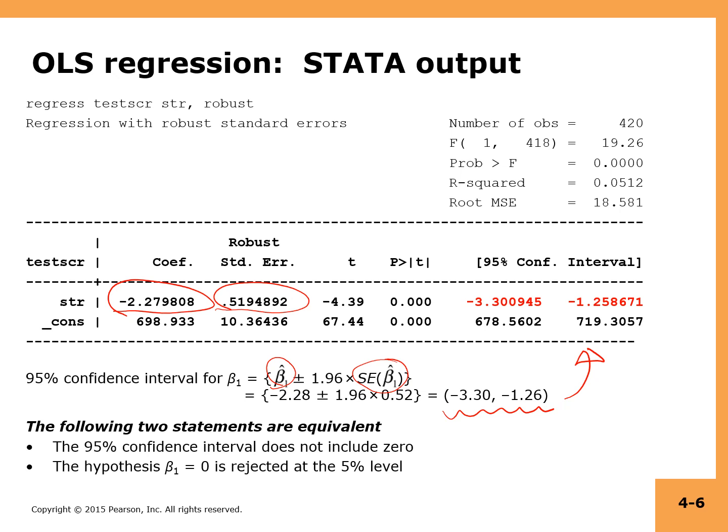Also notice that negative 3.3 to negative 1.26 does not include 0, meaning that the hypothesis beta 1 equal to 0 can be rejected at the 5% level. So a 95% confidence interval means that 95% of the time, this confidence interval includes the true mean, but this confidence interval right now doesn't include 0, so it means that beta 1 must be not equal to 0. Or beta 1 equaling 0 is not the true mean.